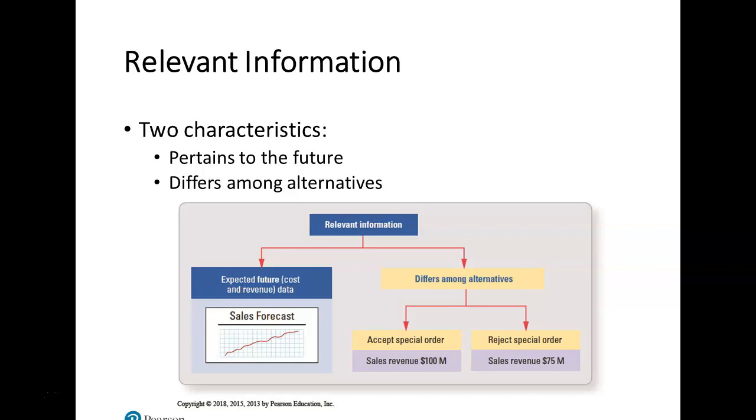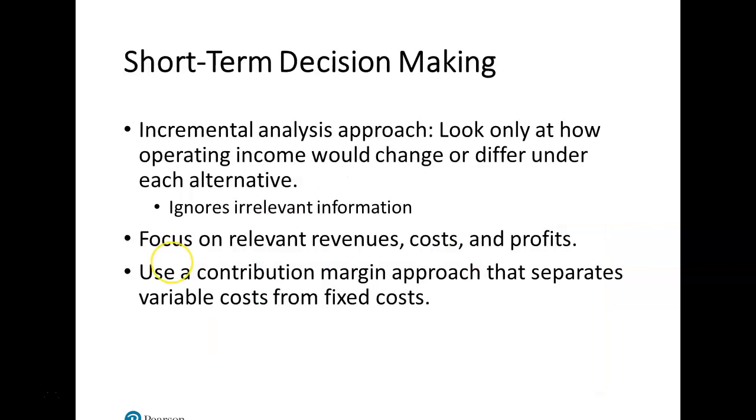So relevant information has two characteristics: future orientation, and a difference among alternatives. Very, very important. That's going to be our fundamental assumption in this text. The incremental approach looks only at the operating income. We don't want to consider anything that is not going to help us make a decision, and we're going to call that irrelevant information. We want to talk about relevant revenues, costs and profits, relevant to that specific decision we're trying to make, which is why managerial accounting is so hard for people, because it's not structured like GAAP accounting.